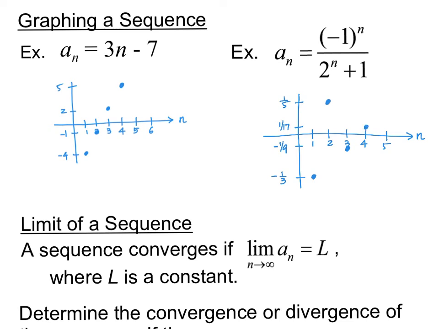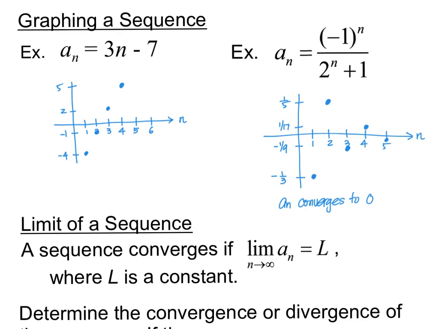Notice that this graph, these dots, alternate between negative and positive, but also get closer and closer to 0 the higher that n is. In fact, we say that a sub n converges to 0 because the outputs are getting closer and closer to 0 the larger n is.